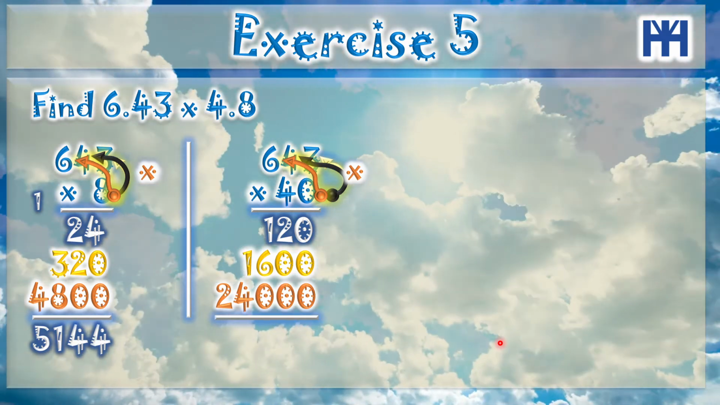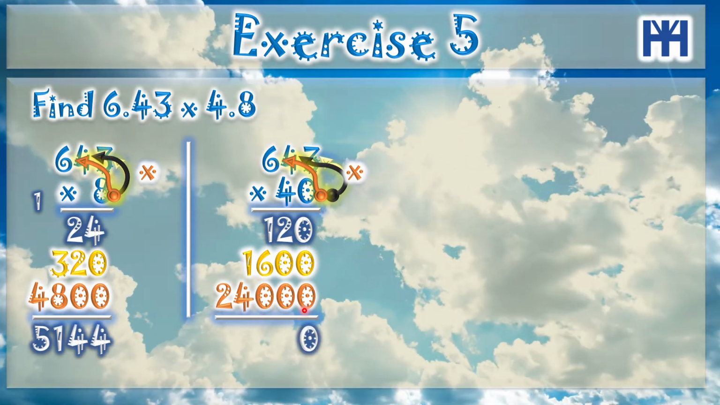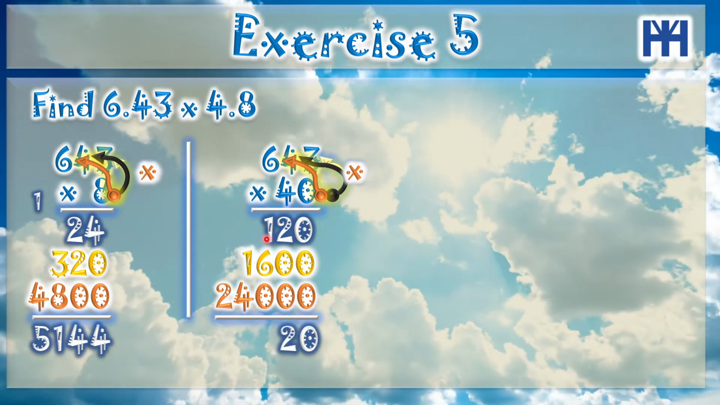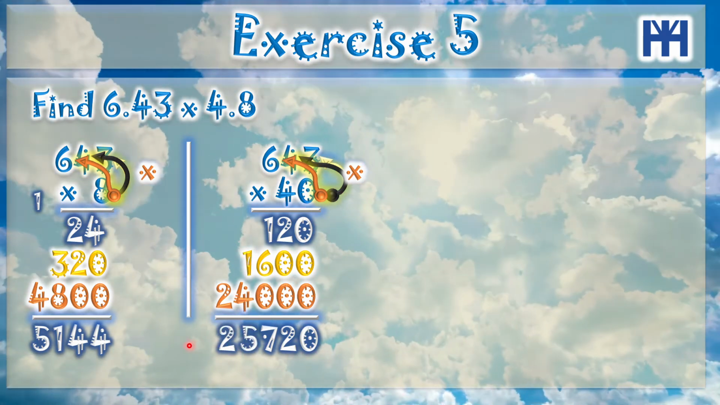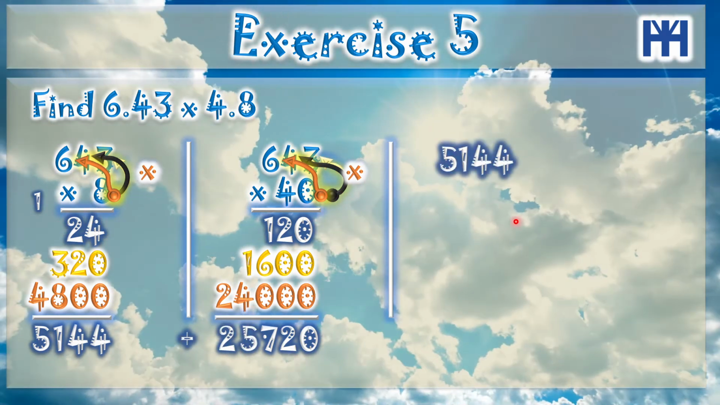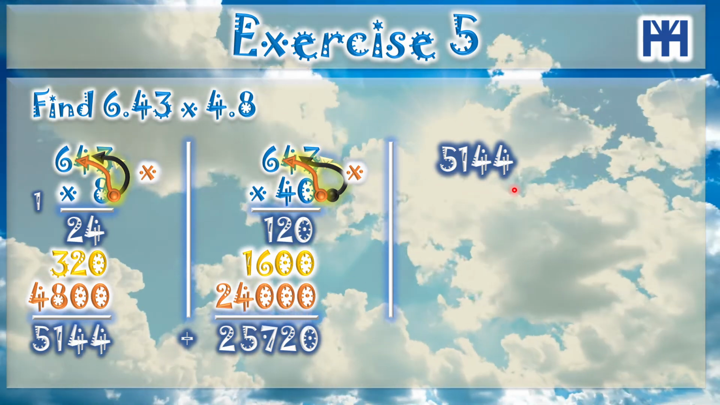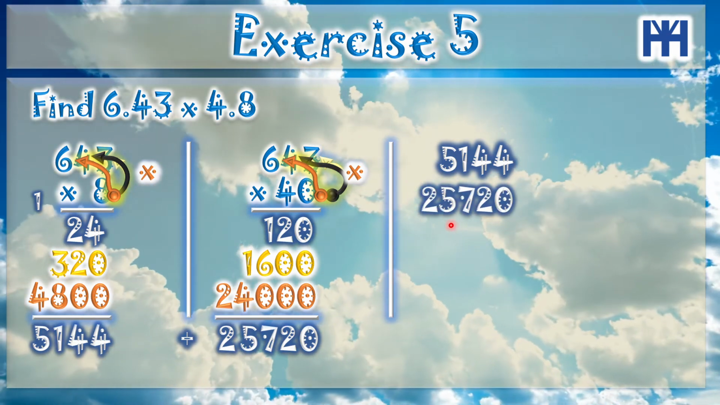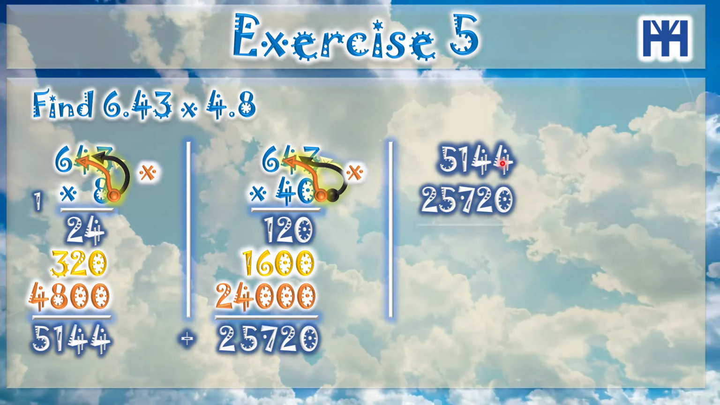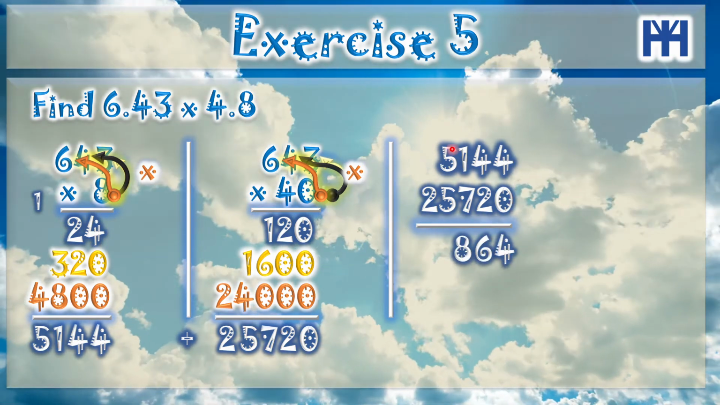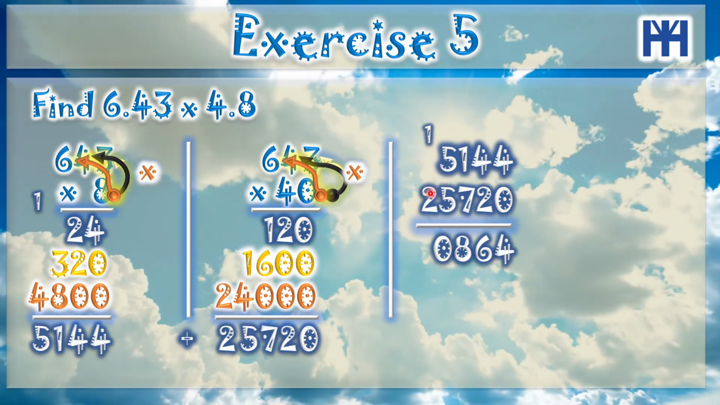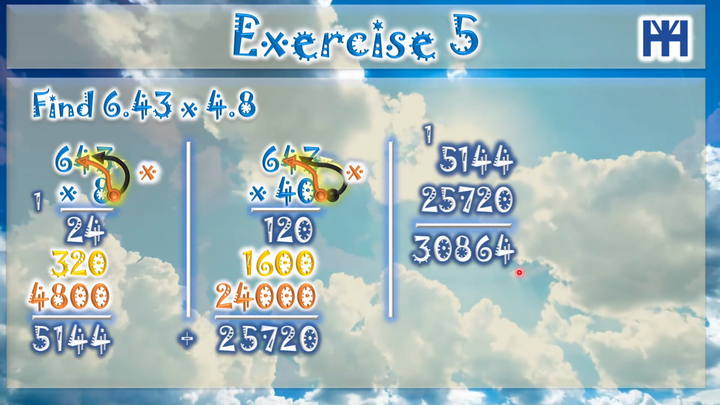Okay, now let's add them. 0 here will be 0, 2 and 0 and 0, 2, 1 and 6, 7, 1 and 4, 5, 2 and nothing, 2. Then you will add them. Okay, 5,144 plus 25,720. Okay, so 4 plus 0, 4, 4 plus 2, 6, 1 plus 7, 8, 5 and 5, 10, 0, and we'll go up here, 1 and 2, 3.